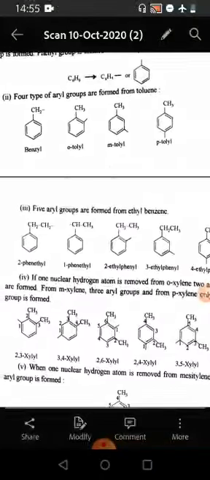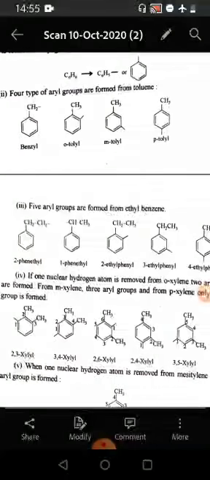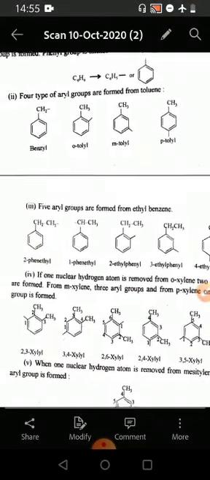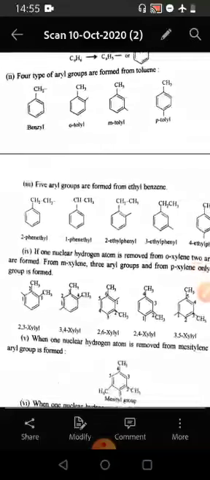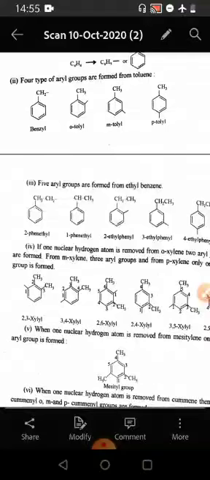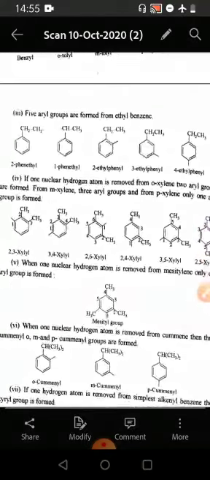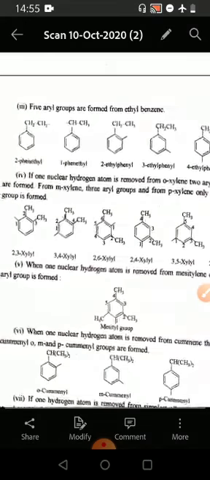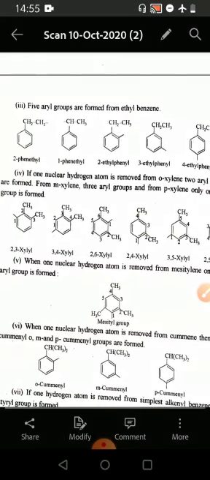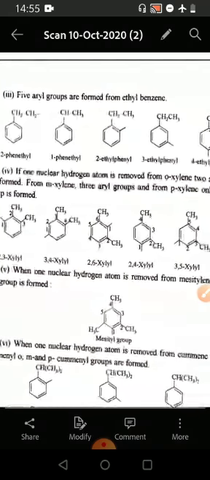So we can say that 4 types of aryl groups are formed, in which the first is benzyl, where the free valency is present outside the ring, and the 3 forms in which the free valency is present in the ring. 5 aryl groups are formed from ethyl benzene. If the terminal CH3 group has a free valency, then it is 2-phenethyl.